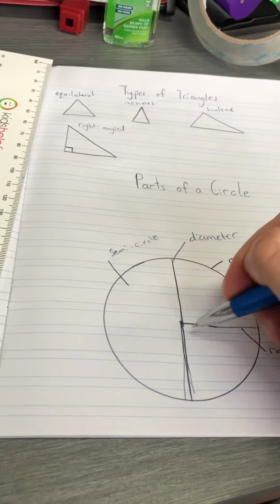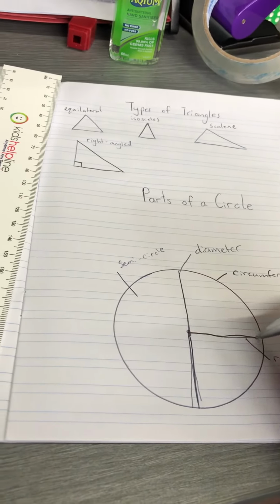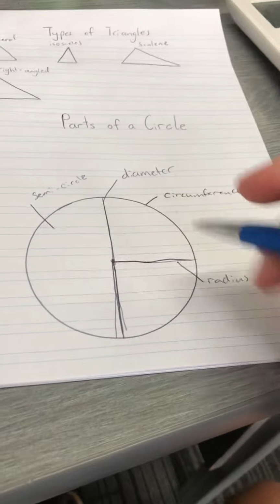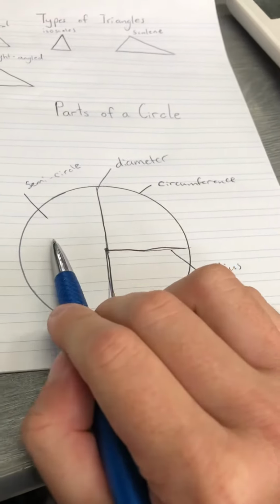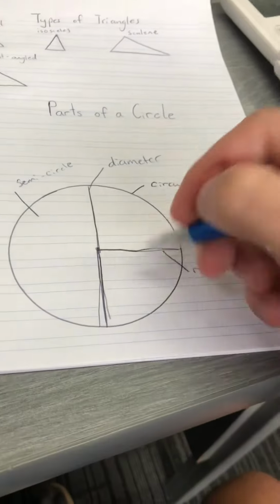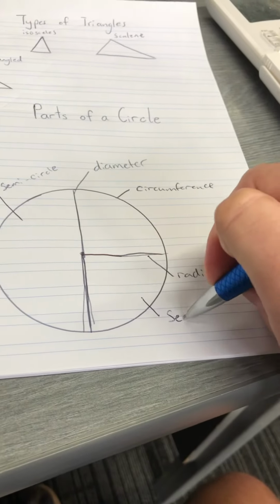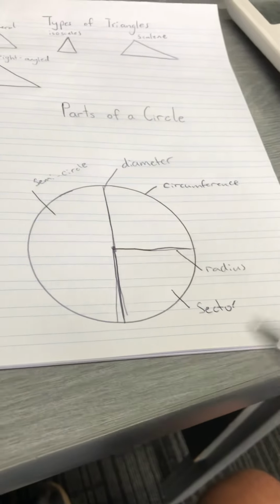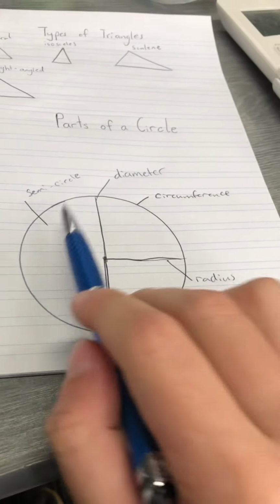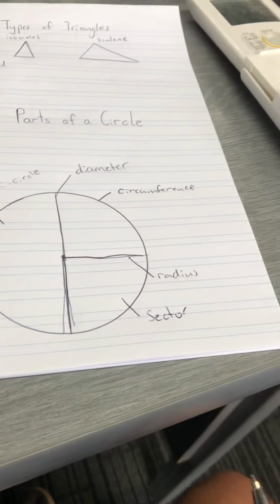Now, you can see there that I've got 2 different other parts here as well. When I cut my circle into a shape like this, and if it's not a semicircle, and if it's not a full circle, this is called a sector. So a sector of a circle can be any amount of degrees that is not 180, because that means it's a semicircle, or anything else like that.